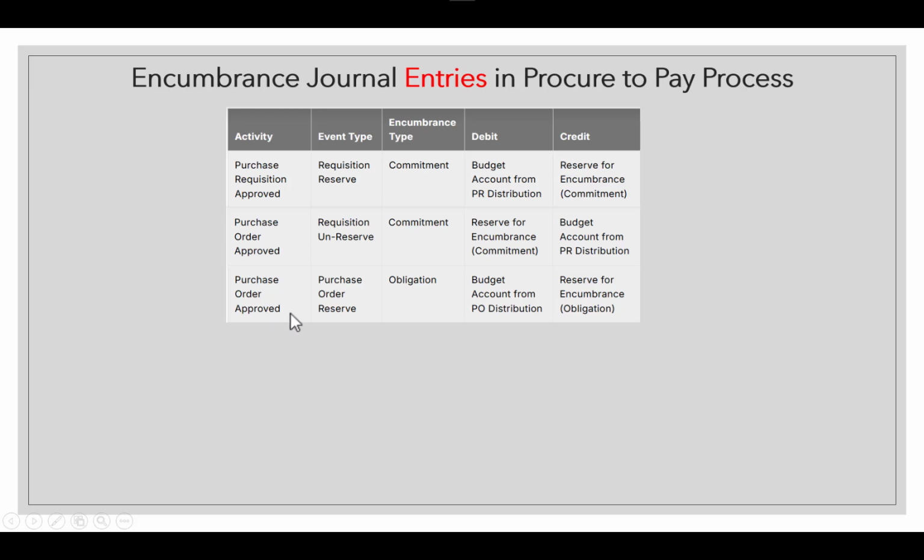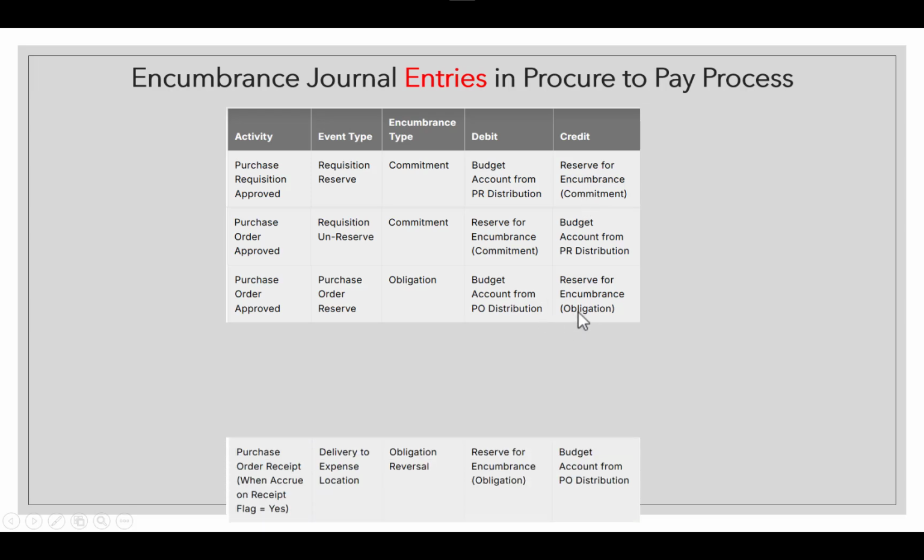After the purchase order is approved, the purchase order is reserved as obligations, because now we are at BO level. Again, budget account from BO distribution, instead of PR it will be BO. Again, reserved for encumbrance, but instead of commitment it will be obligation.